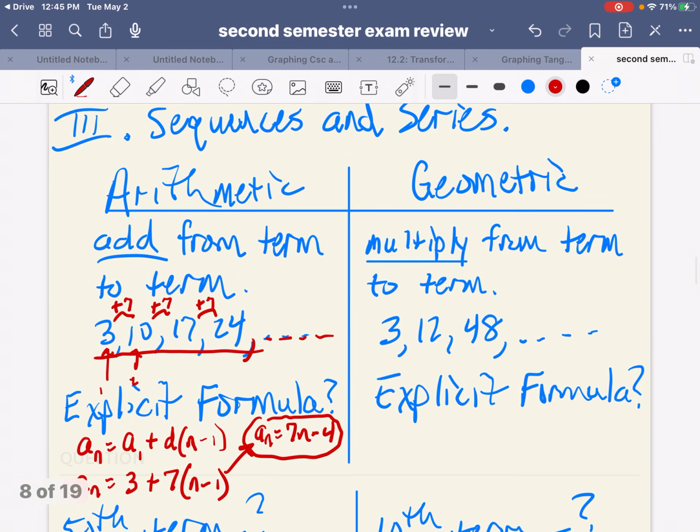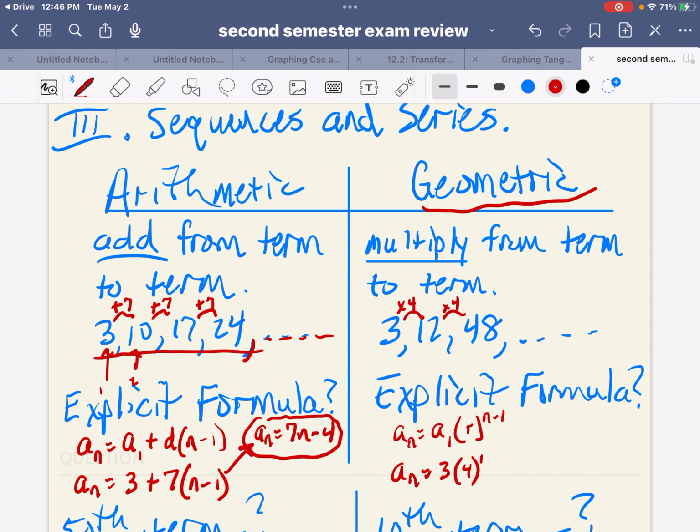Okay, coming over to the right side. Geometric sequences are sequences that multiply to go from term to term to term. So you'll notice 3 times 4 is 12, and 12 times 4 is 48, so this must be a geometric sequence. The explicit formula for a geometric sequence is a sub n equals a sub 1 times the rate to the n minus 1 power. So for us in this example, it's a sub n equals 3 times 4 to the n minus 1 power is the formula that generates that sequence.